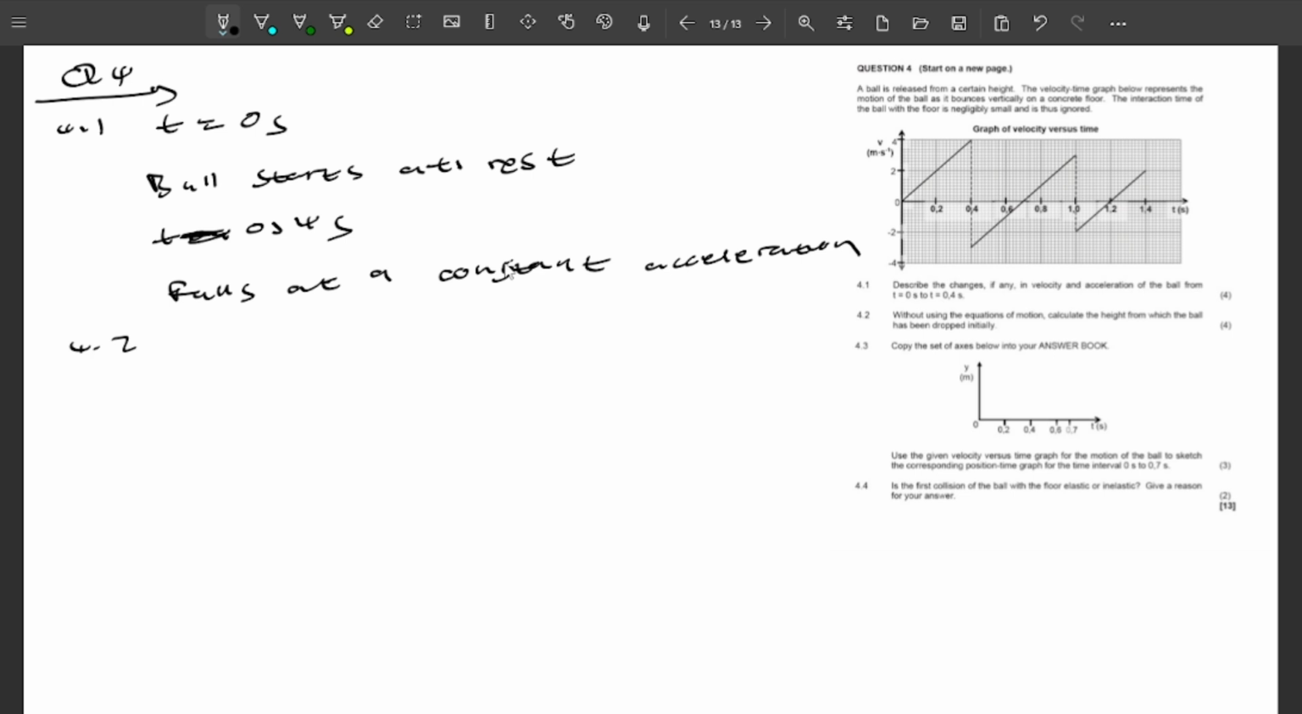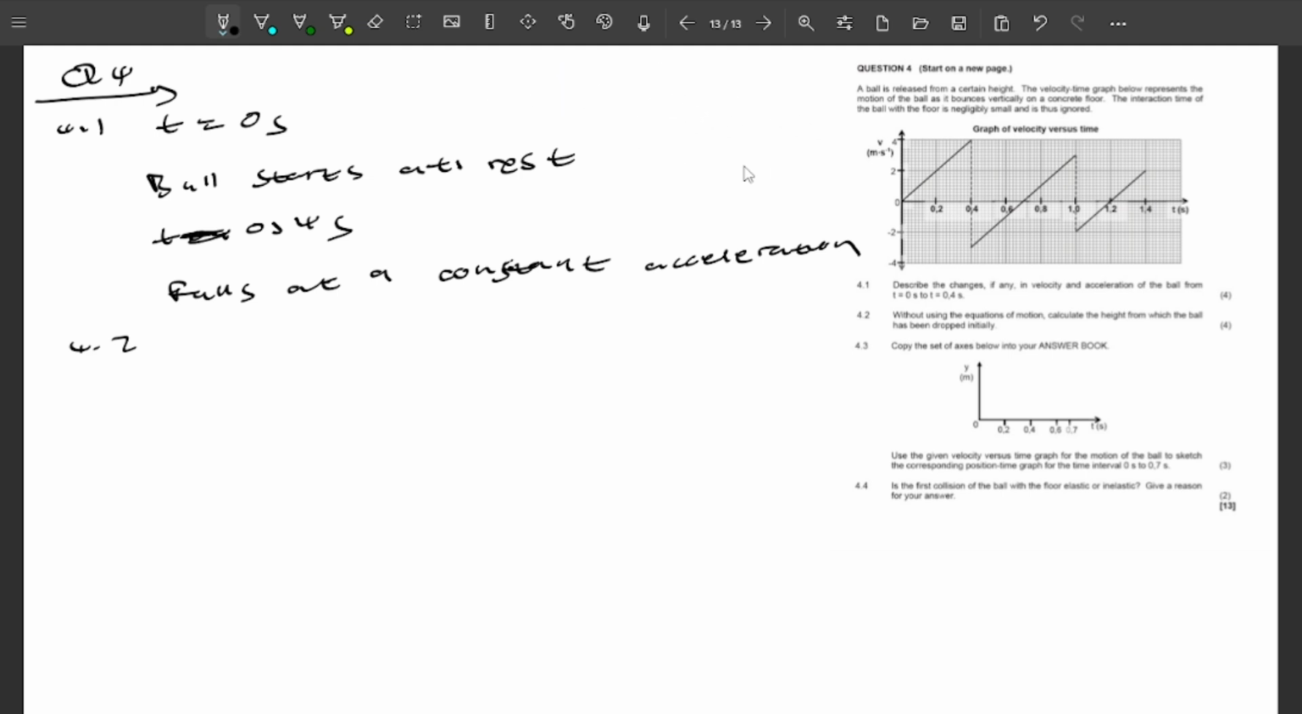Now, if let's say you were to use the equations of motion, you'd need to find the acceleration of this. This is what you would do basically. You would say 4 minus 0, divided by 0.4 minus 0. This is how you'd find your acceleration, since acceleration is defined by the change in y divided by the change in t. Then since it's positive, this means downwards was taken as positive, as I said in the beginning.